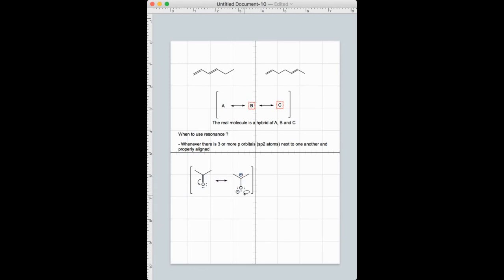The total charge of every single resonance structure is the same. Total charge here is 0. Total charge here is 0. Does this structure exist? No. Does this structure exist? No. The real structure is a hybrid of both of them.